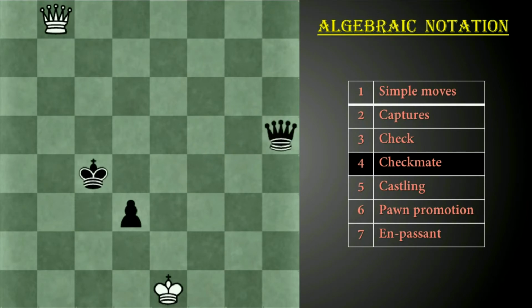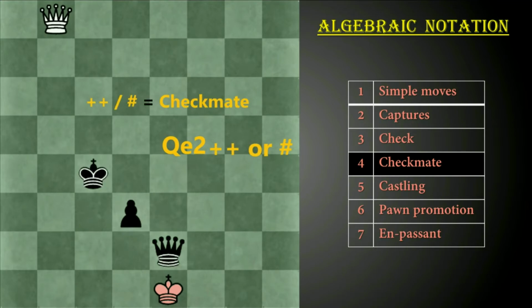In this position, black to play and win. Can you find the move? Great. Queen e2 checkmate. Here we can record the checkmate as Queen e2 double plus or hash. Double plus or hash represent checkmate.